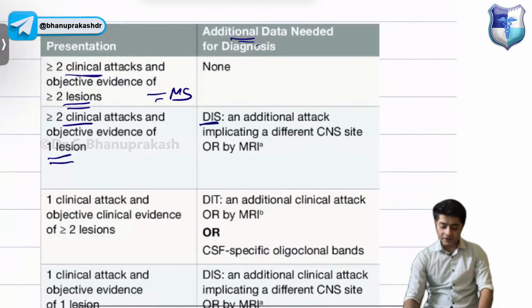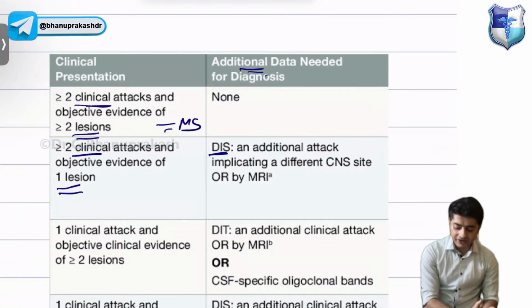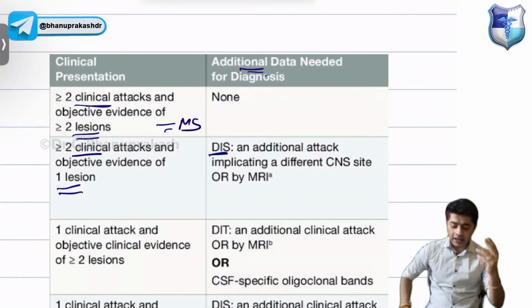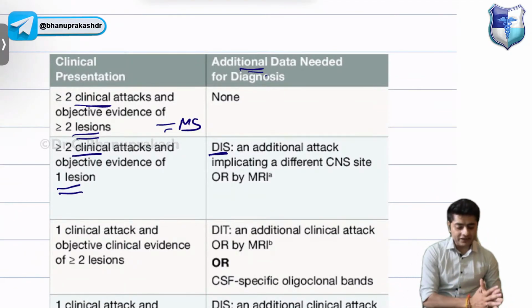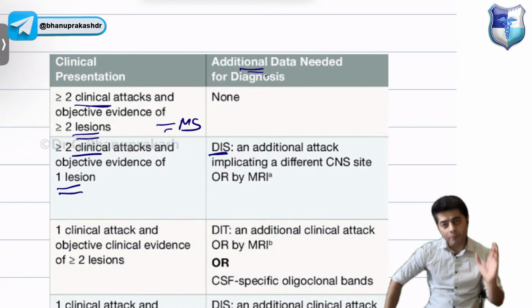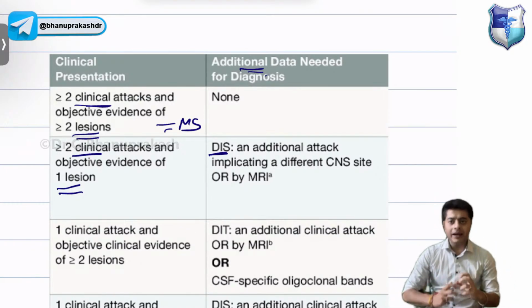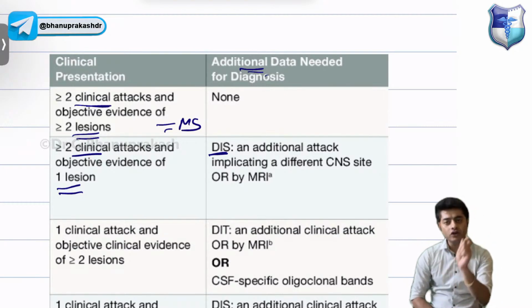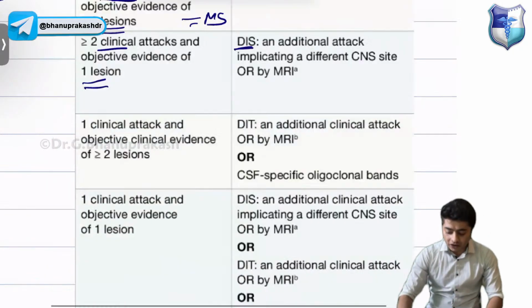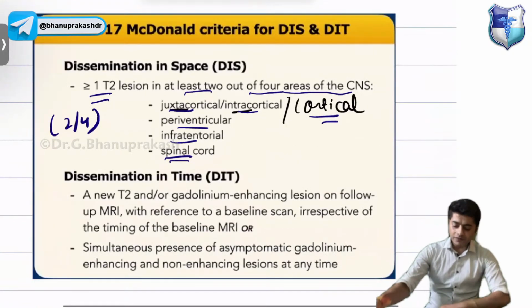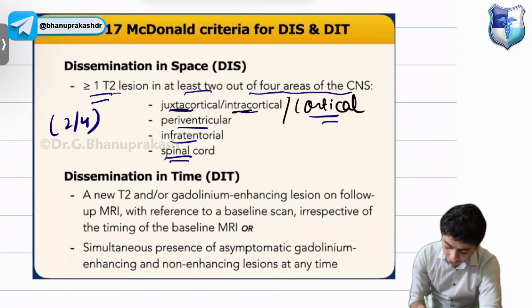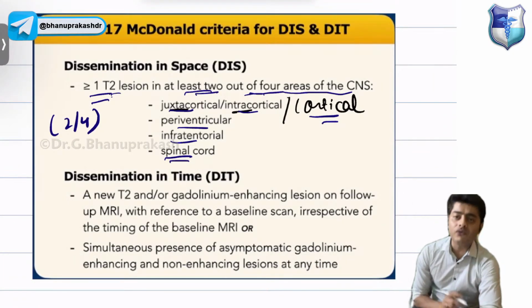So I am repeating again. Normally in multiple sclerosis, we need 2 clinical attacks and 2 lesions. If it is present, then we will label it as multiple sclerosis. Suppose there is one lesion, so we need some additional criteria. This additional criteria will be fulfilled by your DIS, that is disseminated in space. So what do you understand by DIS? It is greater than or equal to 1 T2 lesion in at least 2 out of the 4 areas.